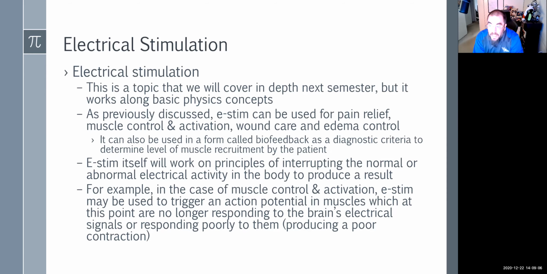By far, when we get to E-stim next semester, this will be the least favorite E-stim of everybody. Most people don't like their muscles being forced to contract. It doesn't feel good, right? And we'll even talk about it. I often tell my patients, this is going to be an uncomfortable sensation. Or I tell them it's not going to feel great, because it doesn't. E-stim that causes a muscle contraction just doesn't feel normal, right?